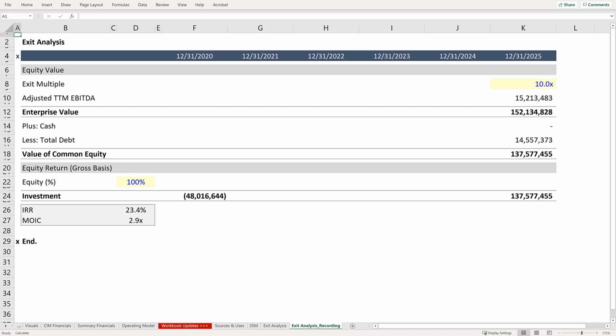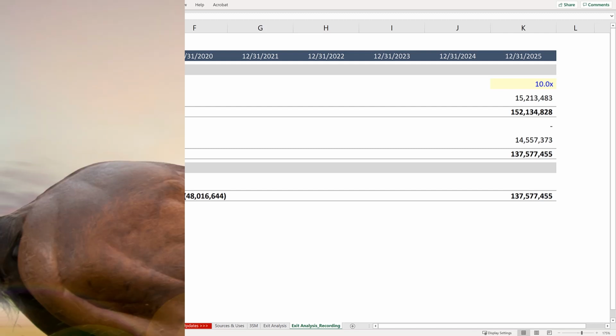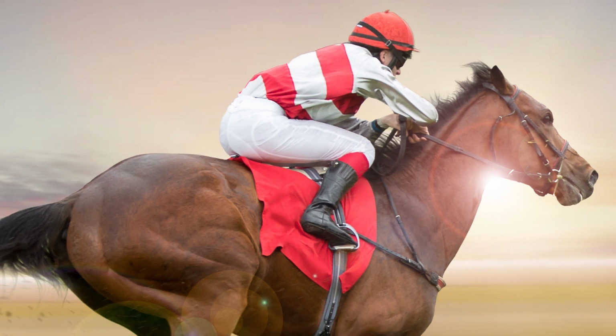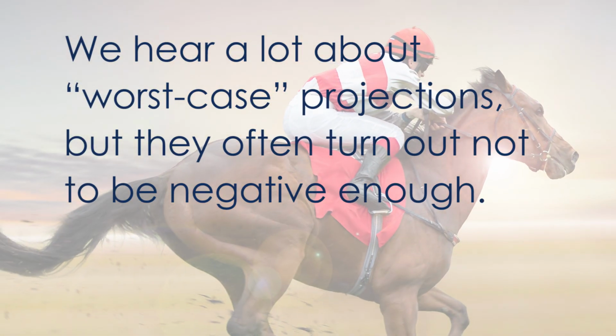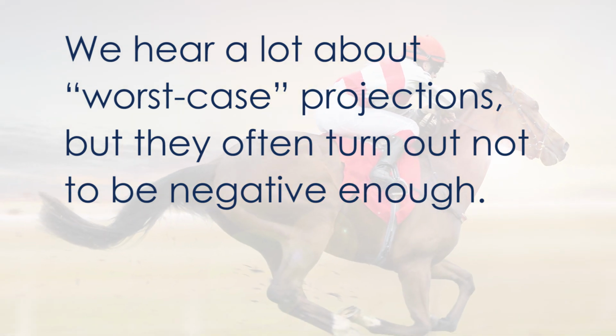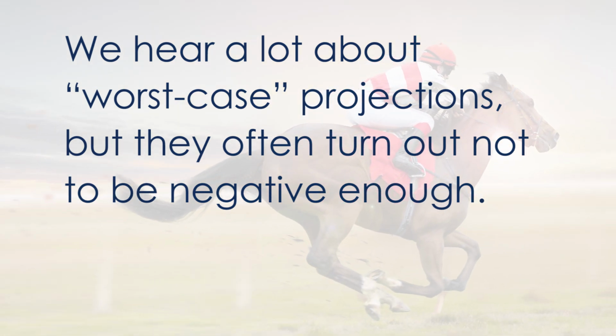If everything up to this point has been built with a conservative bias, then you know that the returns shown in this output probably represent a reasonable expectation, assuming things go roughly as planned. But in reality, and especially in investing, things rarely go as planned. In fact, Howard Marks has an amazing quote on this topic. We hear a lot about worst-case projections, but they often turn out not to be negative enough.